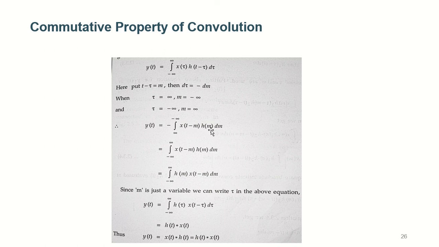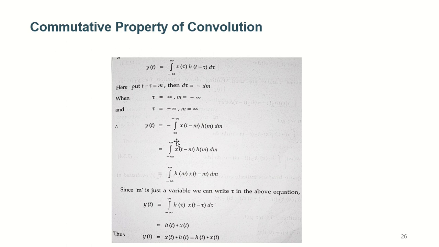See, we just substituted values. Instead of t minus tau, what did we write? We wrote h of m. Instead of d tau, we wrote dm. And as dm was negative, we reversed the limits. Now if I want to inverse the limits again, because I cannot take infinite to minus infinite, I want to take minus infinite to infinite.